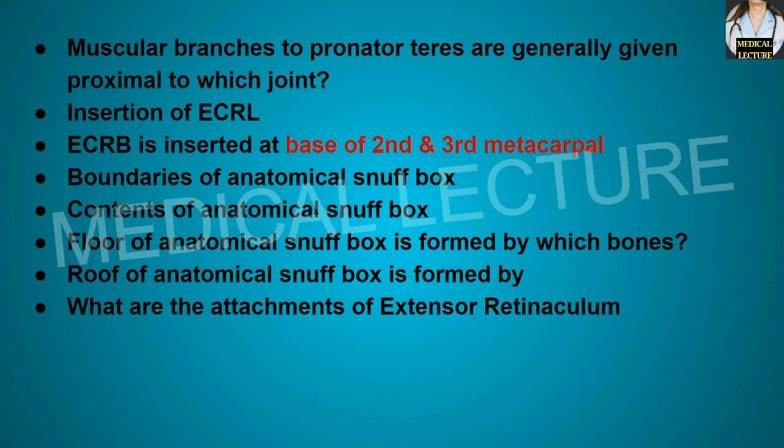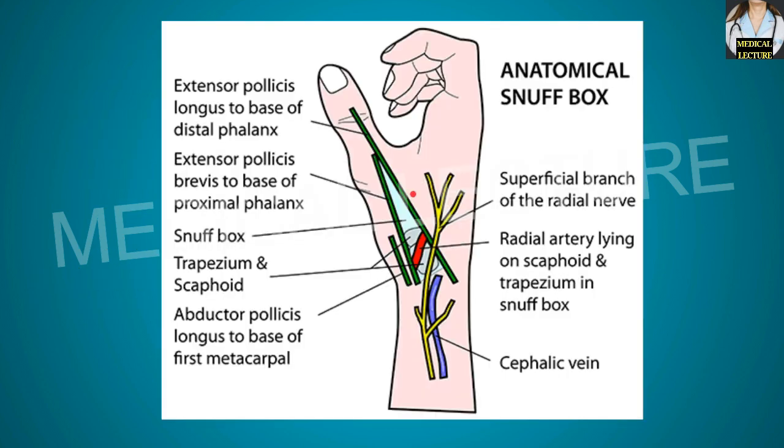What are the boundaries of the anatomical snuff box? As you can see over here, this is the anatomical snuff box, and medially it is bounded by the tendon of extensor pollicis longus, and laterally there is the tendon of the extensor pollicis brevis and also the tendon of the abductor pollicis longus muscle. So medially there is the tendon of extensor pollicis longus, and laterally there are the tendons of extensor pollicis brevis and abductor pollicis longus.